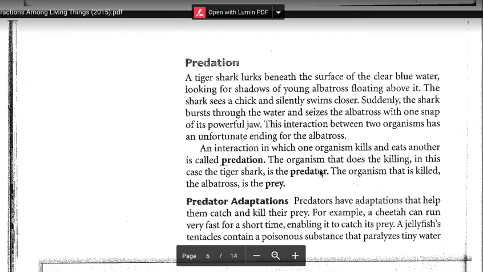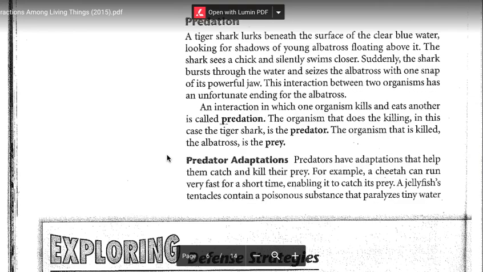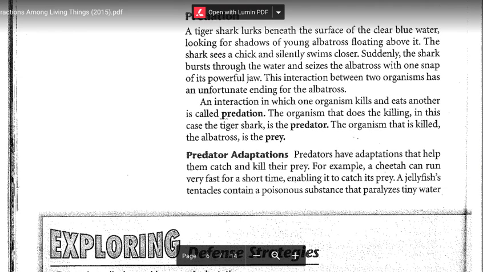Okay, predation. A tiger shark lurks beneath the surface of the clear blue water, looking for shadows of young albatross floating above it. The shark sees a chick and silently swims closer. Suddenly, the shark bursts through the water and seizes the albatross with one snap of its powerful jaw. This interaction between 2 organisms has an unfortunate ending for the albatross. An interaction in which one organism kills and eats another is called predation. The organism that does the killing, the hunter, which in this case is the tiger shark, is called the predator. The organism that is killed, the albatross in this example, is the prey.